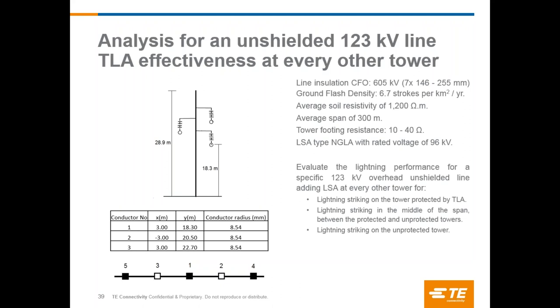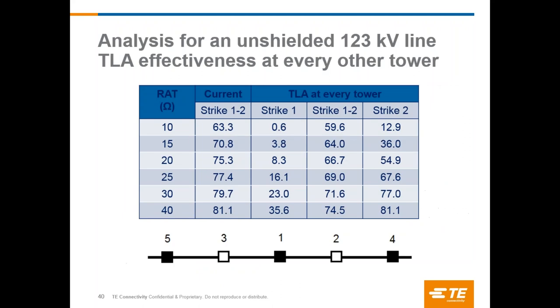We can check here, consider number one, the protected tower. Number two, unprotected towers. We are considering lightning strikes on tower number one, on tower number two, and the middle between towers one and two. The summary of the results can be seen in this picture. Here you have different tower footing resistance.